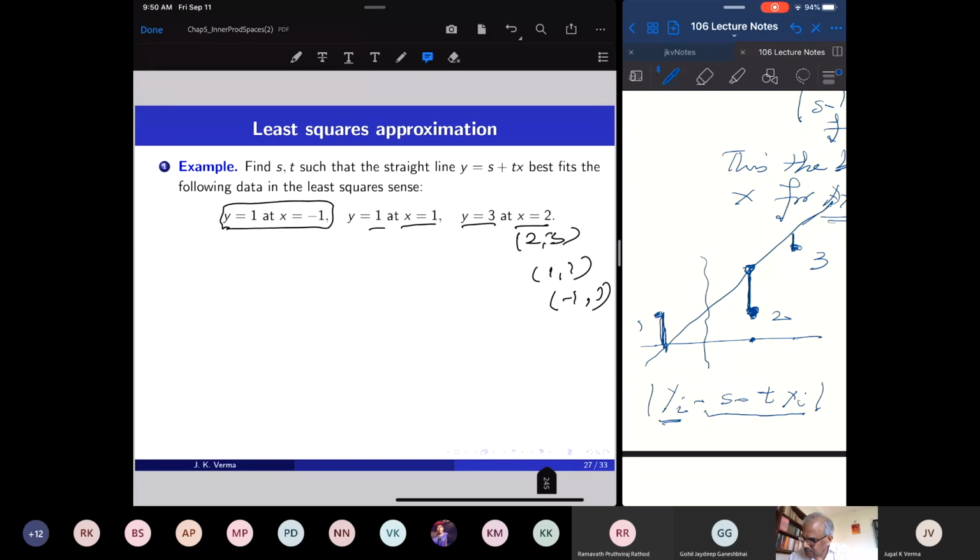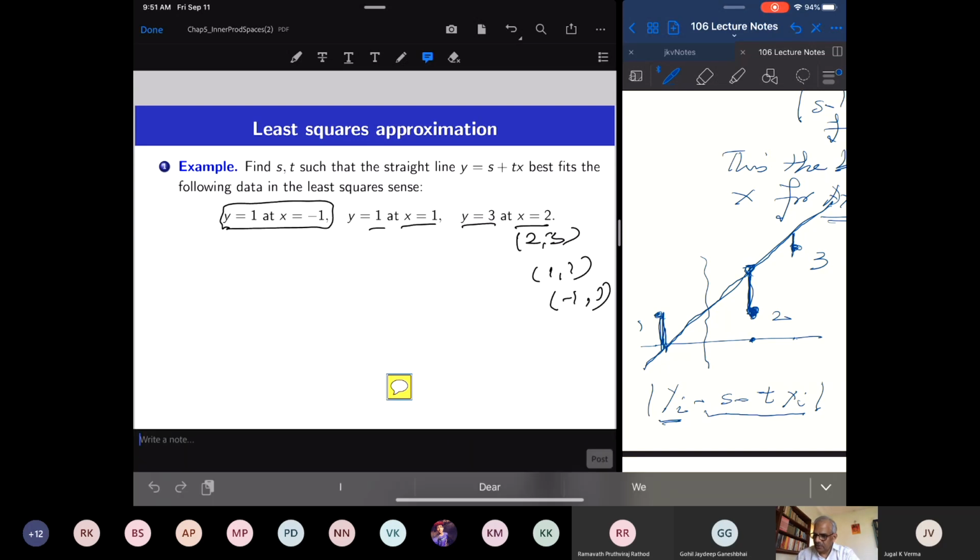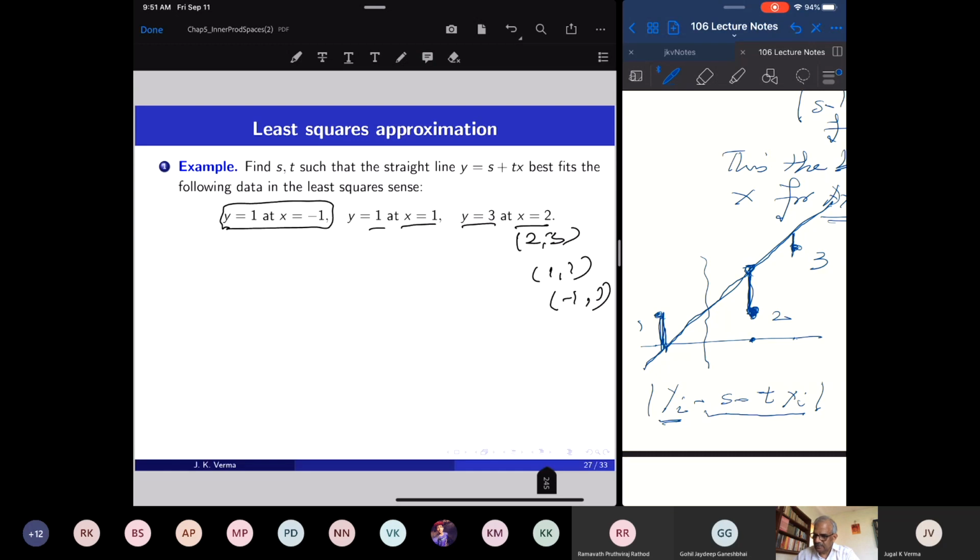So if this is the best straight line which is fitting the data, then I will square these errors, take their sum, and try to minimize those. That is the least square approximation if you want to fit a straight line. The theory predicts there is a unique straight line which will minimize the errors. So how do we do that?